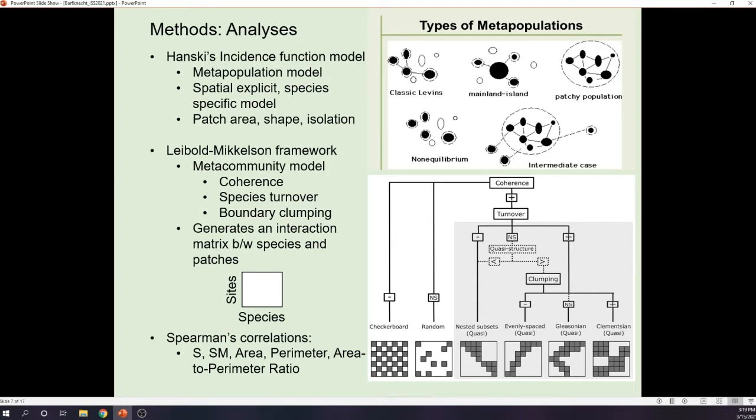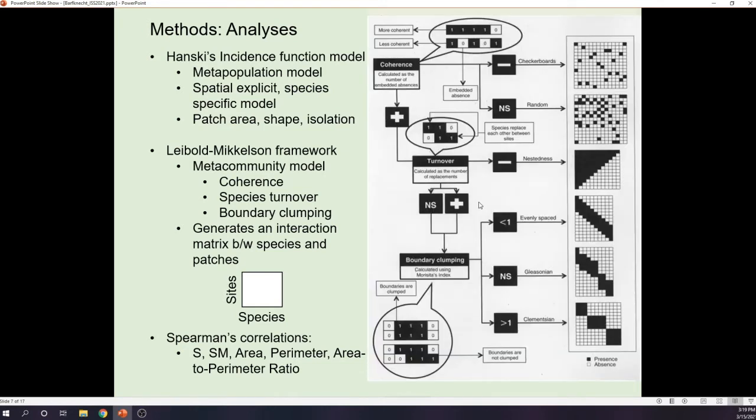And altogether, when you do this framework, it also generates an interaction matrix between species and patches where you have ordered species here and then ordered sites here based on a pre-designated order, and then species across the x-axis based on their centroid of occurrence. And so you end up with these where the black squares are actually the occurrence of species.